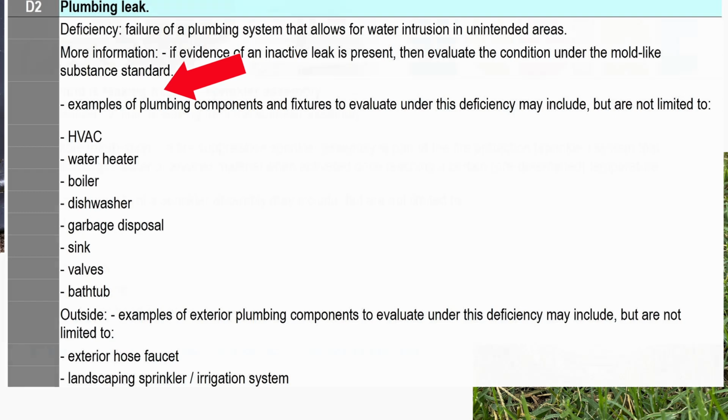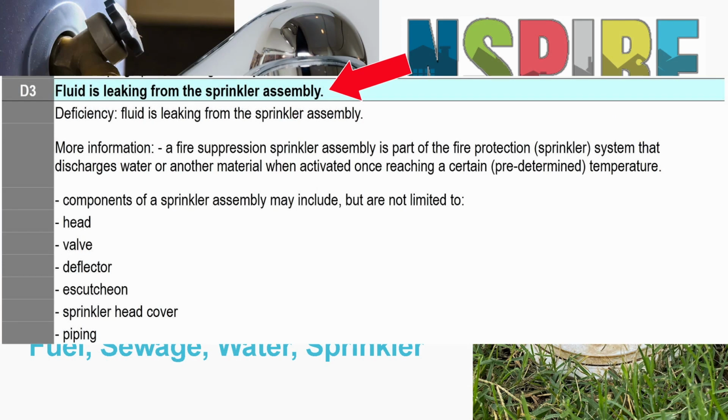And that leaves us with deficiency 3, fluid is leaking from the sprinkler assembly. For more information, a fire suppression sprinkler assembly is the part of the fire protection sprinkler system that discharges water or another material when activated once reaching a certain predetermined temperature.